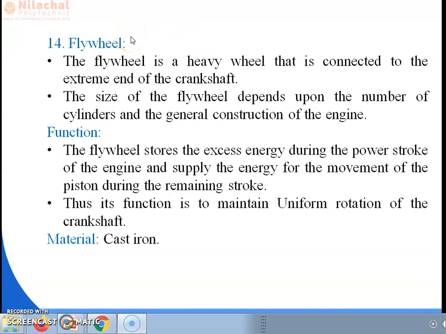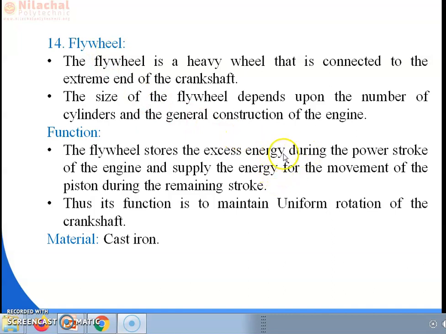A flywheel is a heavy wheel connected at the end of the crankshaft. Its size depends upon the number of cylinders and the general construction of the engine. The function of the flywheel is to store the excess energy.